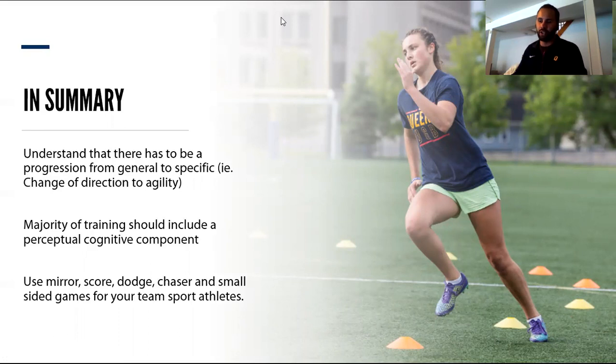And then finally here, these are just great examples. Use mirror dodge, score dodge, chaser, and small-sided games for your team sport athletes.